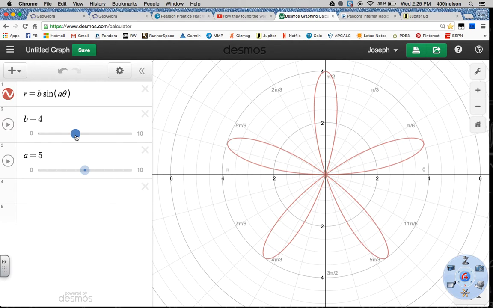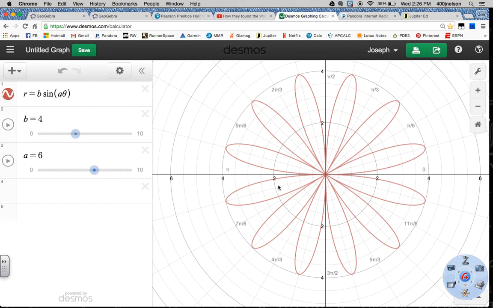So I want a b of 4, so I'm going to go out 4 units from the origin. Notice this petal up here. Now notice that I have an odd 5, and look, I have 5 petals. And because it's sine, you notice that it's symmetric about the y-axis. But let's look if I made it 6. If I made it 6, I get 1, 2, 3, 4, 5, 6, 7, 8, 9, 10, 11, 12 petals. There's still 4 units from the origin, that length.